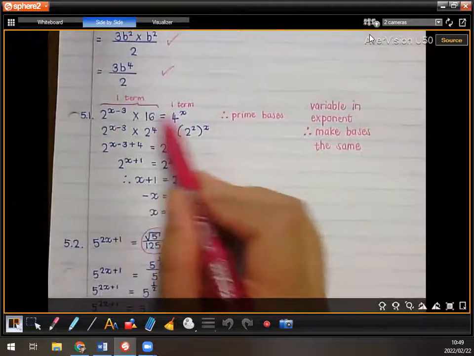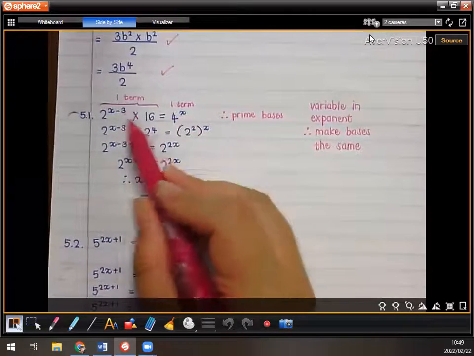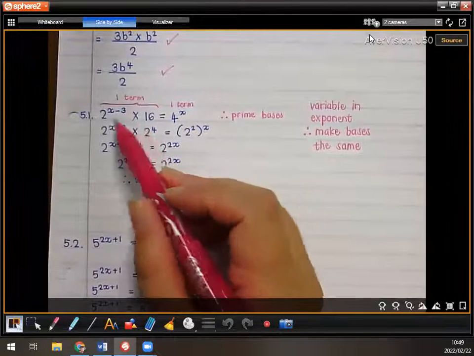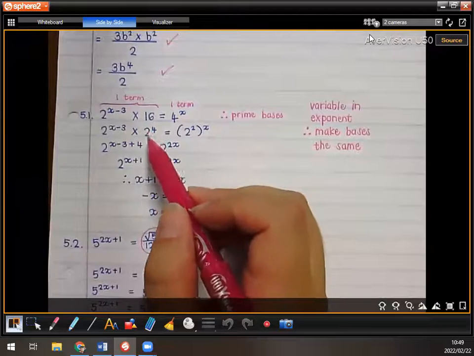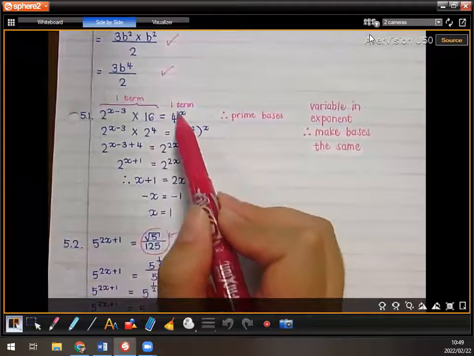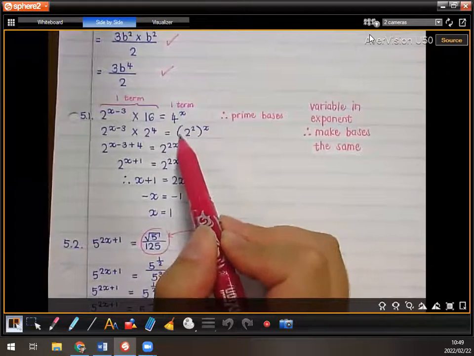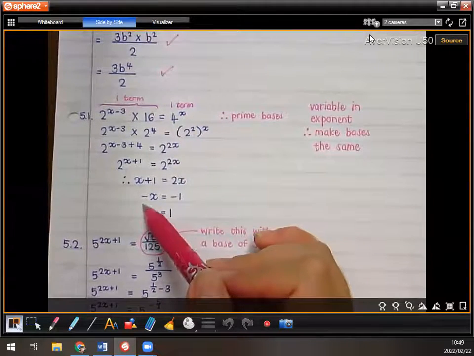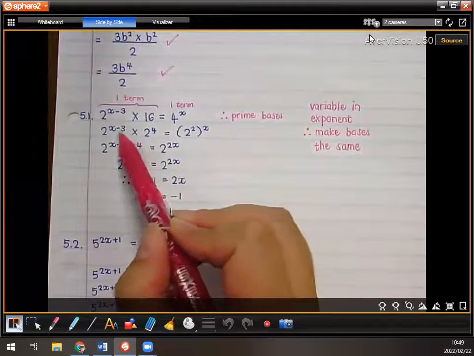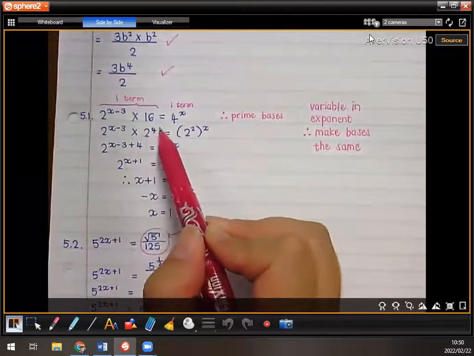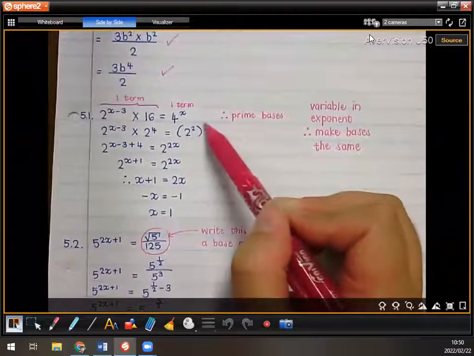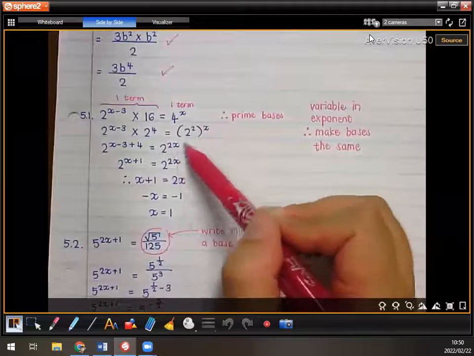So we're going to work with prime bases, right? We are multiplying here. We can only apply the multiplication exponent law if we have the same bases. So we do need to write that 16 as 2 to the 4 and this 4 as 2 squared. And now we have the same bases. We know that when we are multiplying the same bases, we add the exponents, so x minus 3 plus 4. And on this side, we have to multiply 2 by x, the exponent, so the exponents we must multiply.